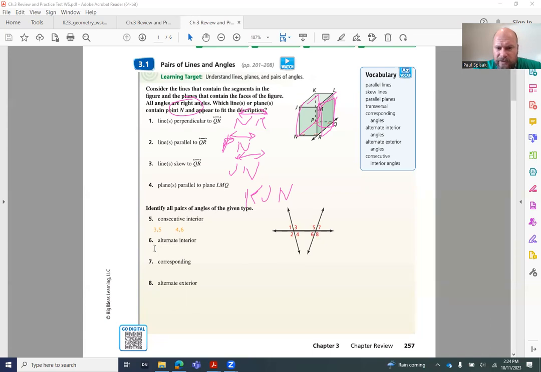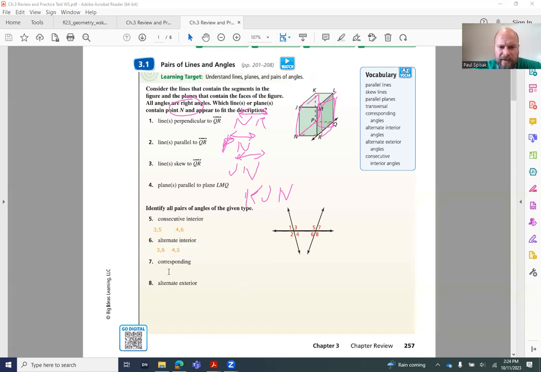All right, for the next one, alternate interior angles. Again, there are 2 sets that work. Alternate being alternate sides of the transversal, interior inside the parallel lines. So for this one, we have 3 and 6 is one set. The other set is going to be 4 and 5.